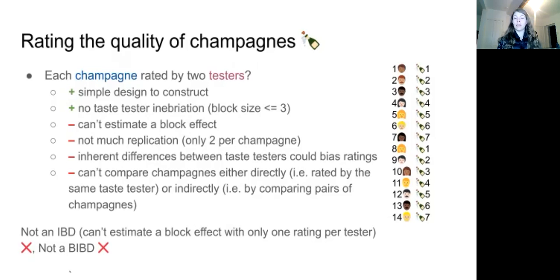However, with only 1 champagne assigned to each taste tester, we really can't estimate a block effect here, and hence the rating is liable to be biased by, say, individual preferences of each taster. There's also not a whole lot of replication with this design. Each champagne is only rated twice. Given that individual preference in this case might overwhelm the actual signal of quality, here we would really struggle to directly compare any of the champagnes to each other, as each taste tester only drank 1. Or even indirectly compare them by, say, comparing different pairs rated together. Hence, this sort of design is neither an incomplete block design, we can't estimate a block effect here, and it's also not a balanced incomplete block design because it's not an incomplete block design.